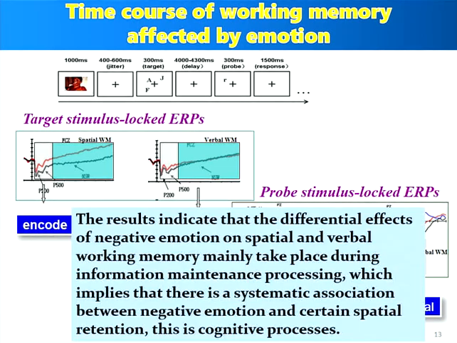These results indicate that the differential effects of negative emotion on spatial and verbal working memory mainly take place during information maintenance processing, which implies that there is a systematic association between negative emotion and spatial retention. This is what we call cognitive process.